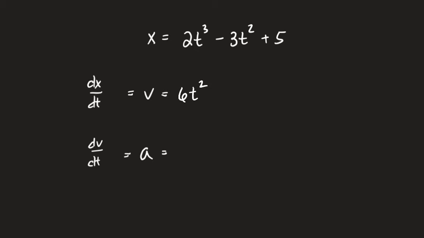All right, go to the next term. Bring the 2 down. 2 times 3 is 6. t to the 2 minus 1 is just t. All right, keep going. Plus 5 is a constant. So because it's a constant, it's gone, so just 0.